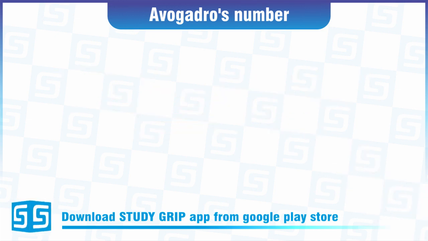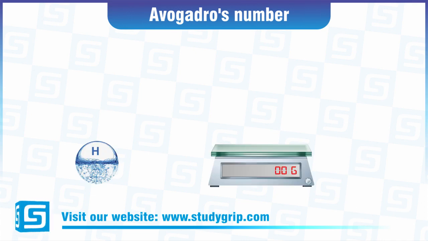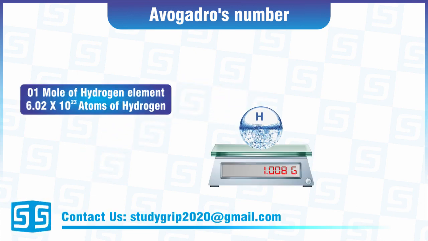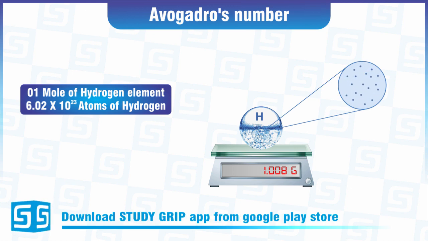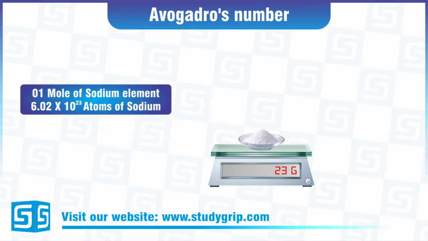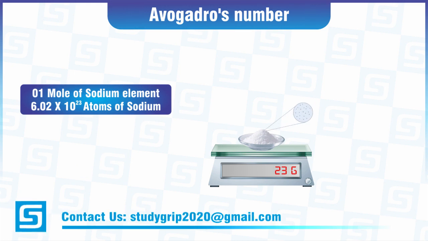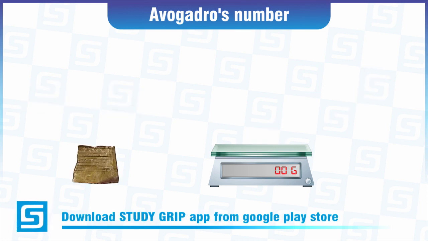Dear students, first of all, learn about the number of atoms. 1.008 gram of hydrogen is equal to 1 mole of hydrogen element. It always contains 6.02 × 10^23 atoms of hydrogen. 23 gram of sodium is equal to 1 mole of sodium element. It always contains 6.02 × 10^23 atoms of sodium.